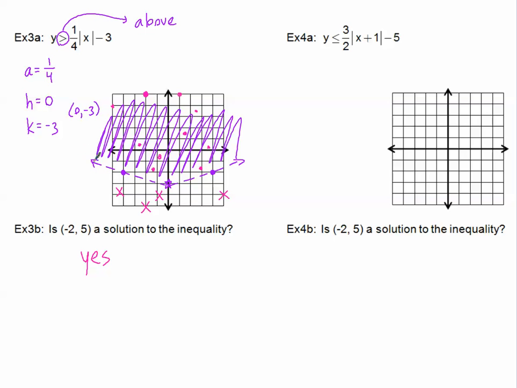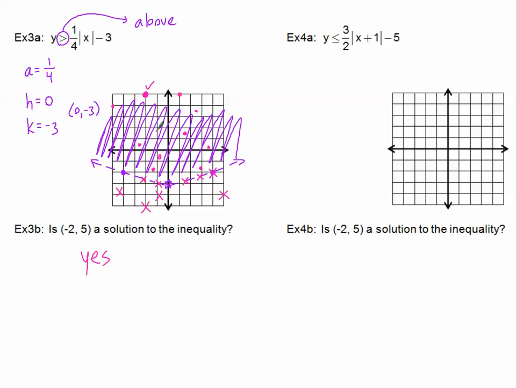So here's a good question. What if there's a point that's right on this boundary line, this V? Would that be a solution or not? Like this star, is that a solution? This point right here, is that a solution? And the answer is no. None of these points that are on the actual boundary would be solutions because it's a dashed line. The only solutions are the solutions that are above my absolute value graph. So because it's a dashed line, nothing on this border would be a solution. But this point, negative 2, 5, right here, absolutely a solution.